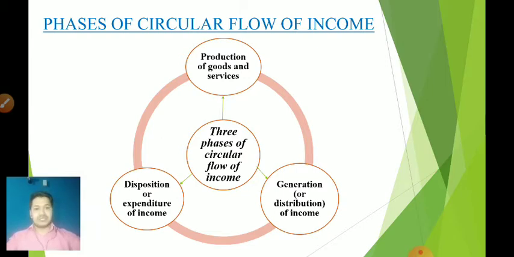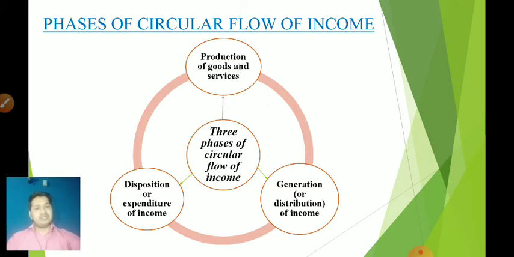After that, the generation or distribution of income. In this part, you will distribute all your goods and services to the household sector. So the household sector purchases those goods and services from the firm. Now from where do they get the potential or the purchasing power to buy those goods and services? Dear student, the purchasing power is generated by the factor payments which the firm gives to the household.